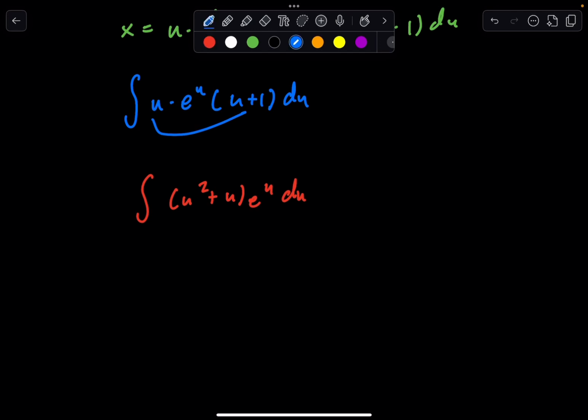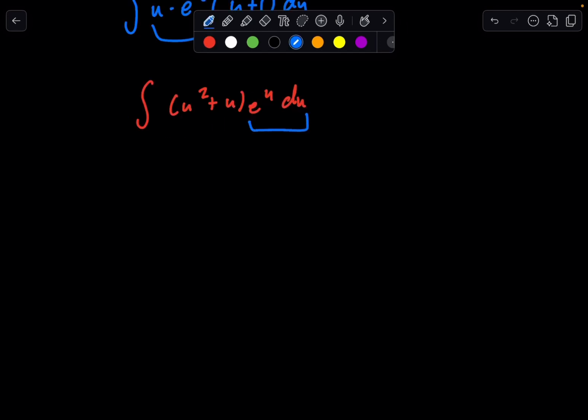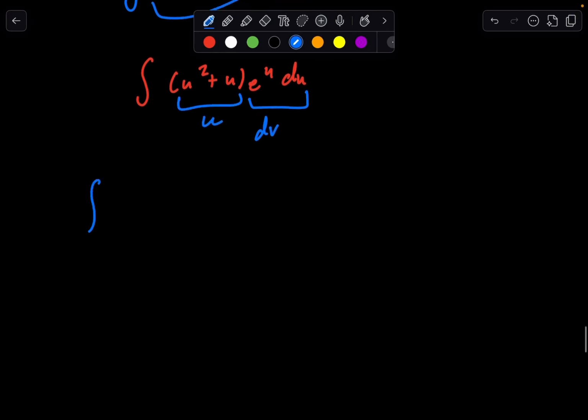Now we can use integration by parts. We're going to let this equal dv, and we're going to let this equal u, and you'll see why. Remember, our formula of integration by parts is the integral of u dv equals uv minus the integral of v du. So we have u squared plus u.